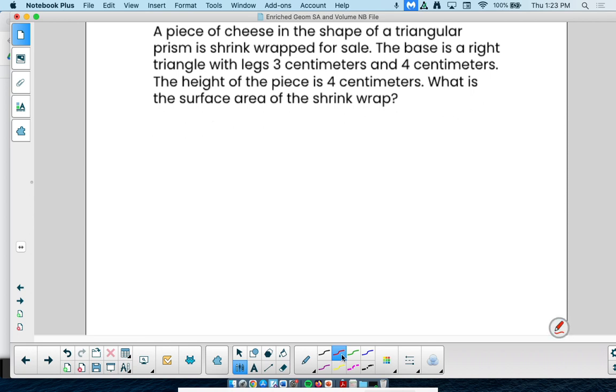What's our base shape? Triangle. Does it say specifically what kind? Right triangle. Right. So draw that. Draw a right triangle. And it says we have legs that are 3 and 4. 3 times 4 divided by 4. No. So it's 6. So if we start with our base area, that's triangles, right? So base area.